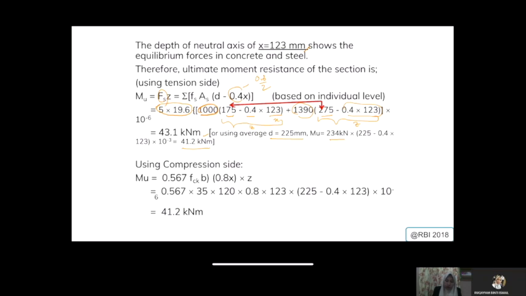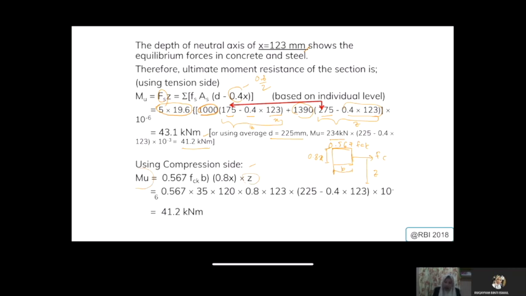So let's take a look at the compression side. When you have the compression side, it's actually much more straightforward, because you only have one value. So you have 0.567 FCK here. Then you have the B, and you multiply with the area, which is your 0.8x. Then of course you have this force, C, and this is your Z, so you want to multiply with Z to get your moment.